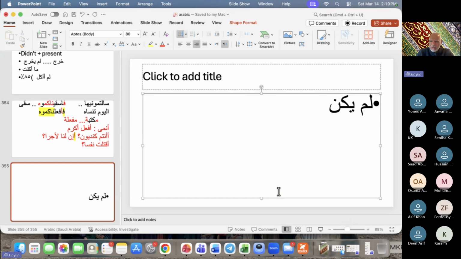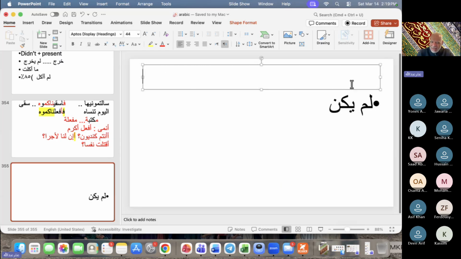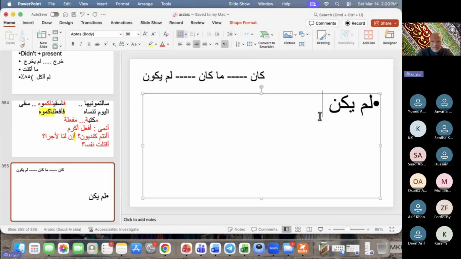It is the past of the verb to be in the negative. So kana is the past that is affirmative. The negation of that, we have ma kana or lam yakun. Lam plus the mudara. The mudara is yakun, but here it turns into yakun, and we'll see why. Okay, this is a good example. Other examples?